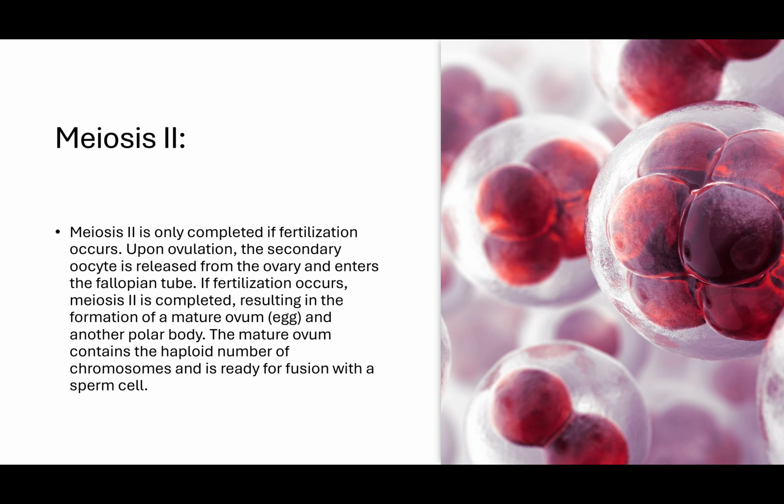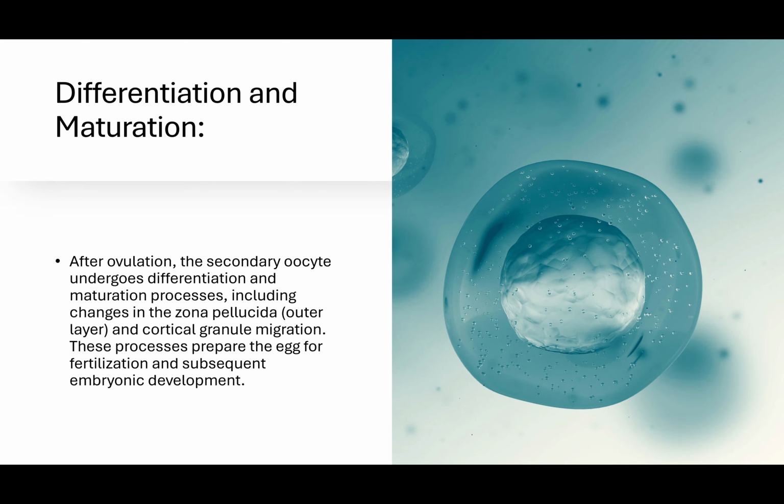All right. So when the sperm is now entering, it's going to complete meiosis 2, and then the genetic material will now combine. So I'm going to explain how that generally works. Differentiation and maturation: after ovulation, the secondary oocyte undergoes differentiation and maturation processes, including changes in the zona pellucida and cortical granule migration. These processes prepare the egg for fertilization and subsequent embryonic development.